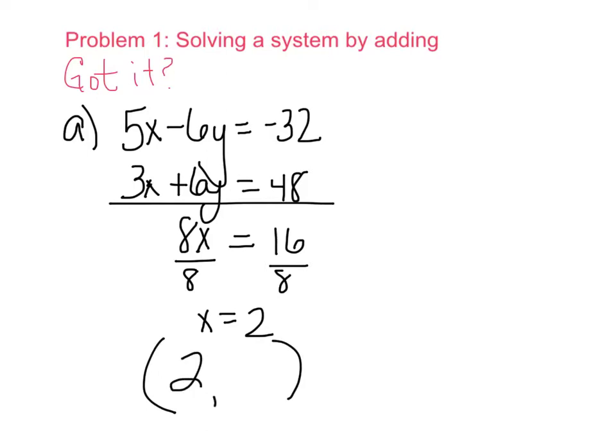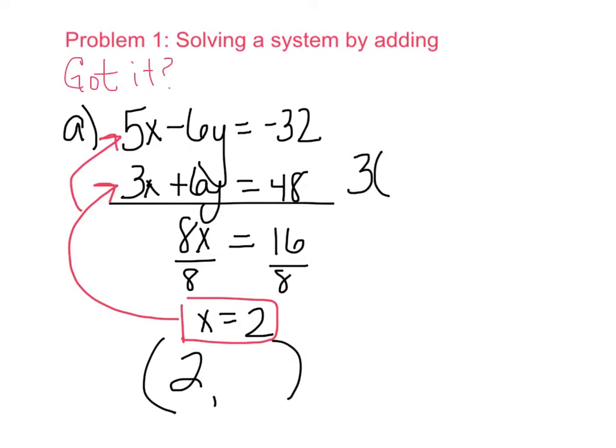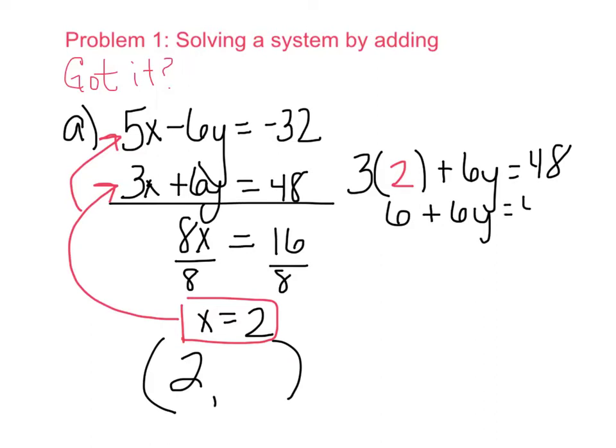But we still need y. This is where it takes a little more work than substitution. Take the value of 2 and plug it into either equation. It does not matter. To me, it looks like the second equation is easier. So I'm going to take 3x, well we know x is 2, so I just plug it in, plus 6y equals 48. That gives me 6 plus 6y equals 48.